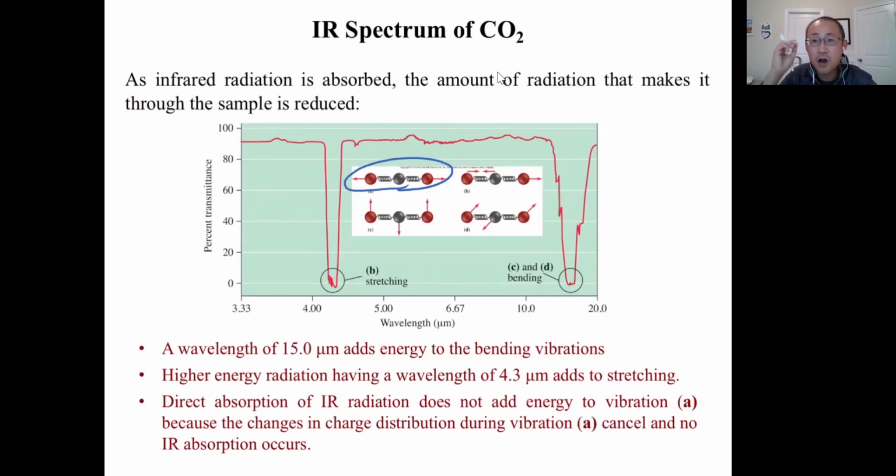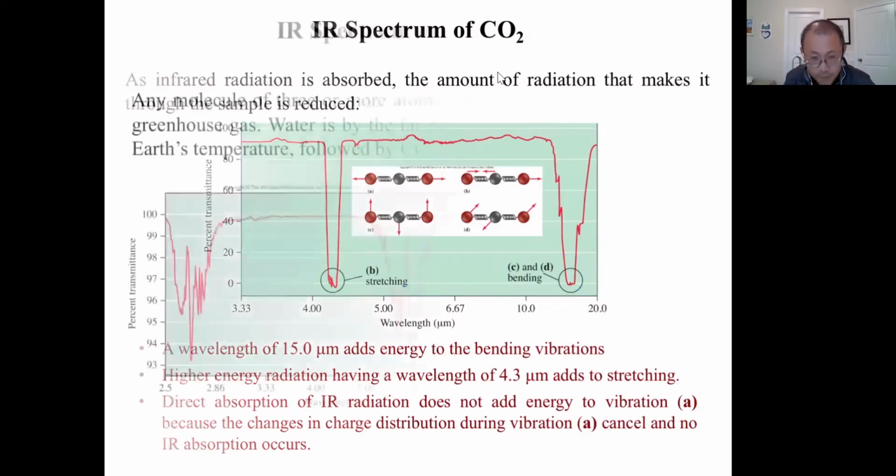The IR absorbing vibrations are asymmetrical stretching and what? And bending. Okay, and bending. So that's what the IR spectrum looks like. If you put a high carbon dioxide molecule sample in, you will see that there are 2 groups of absorption.